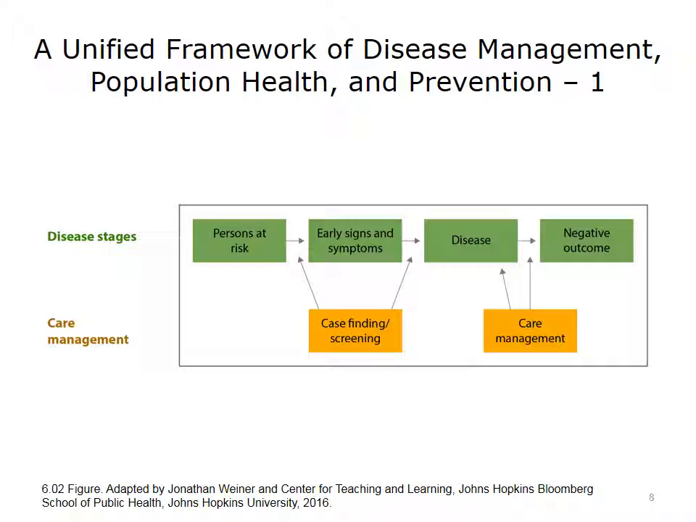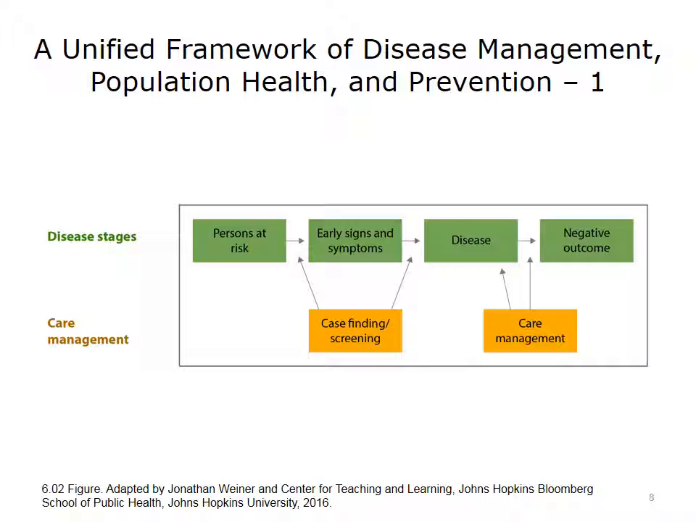This graphic is a unified framework for healthcare, prevention, and disease management. This framework has three dimensions: the stages of disease, the levels of population health intervention, and the continuum of prevention. Understanding risk is essential at all stages of this framework.